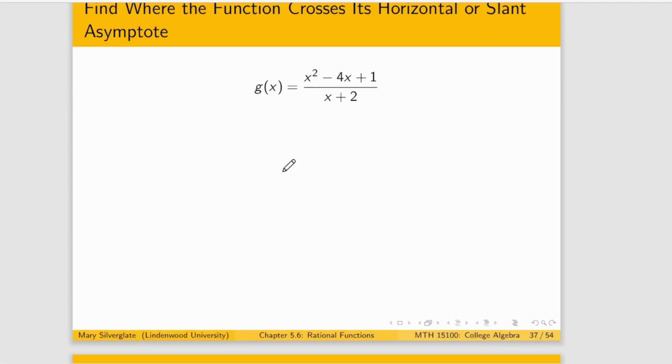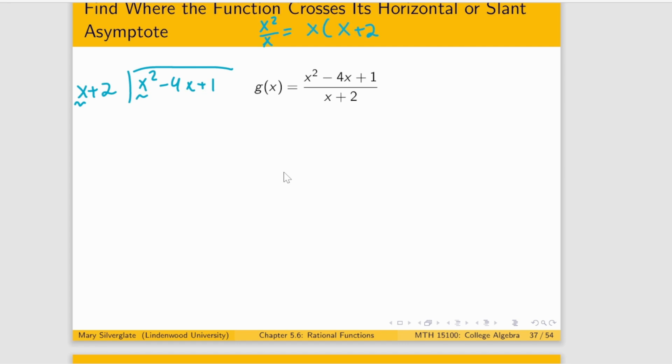This one would be a similar idea. First, I might want to see if it factors. There's nothing that's going to multiply to 1 and add to negative 4 on top, for example, so it doesn't. In this case, I have to do the polynomial long division because it's going to be an instance of a slant asymptote, and I need to know where it is. So I first ask myself x times what gets me x squared, so I can do x squared divided by x. That leaves me with x.